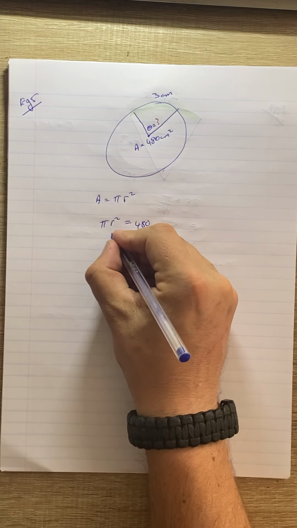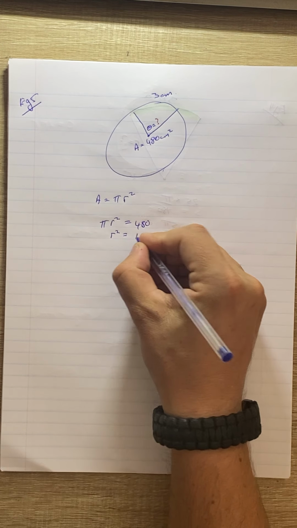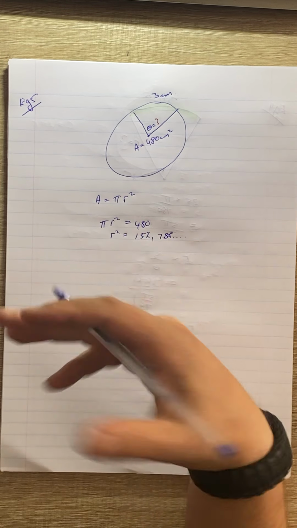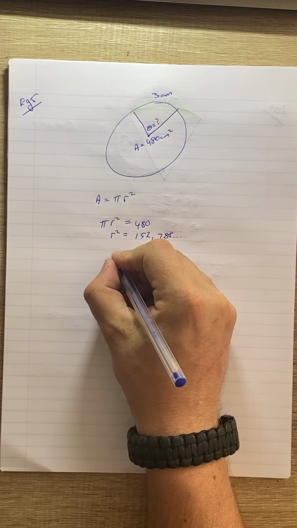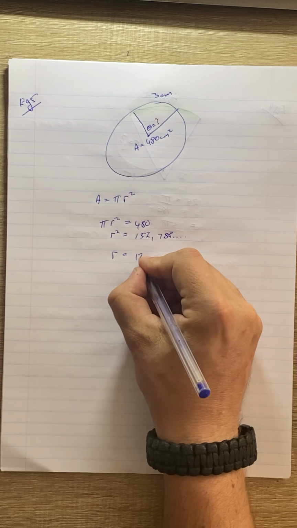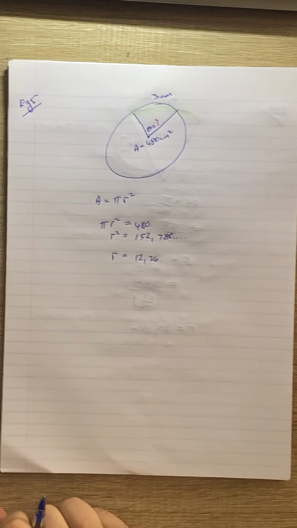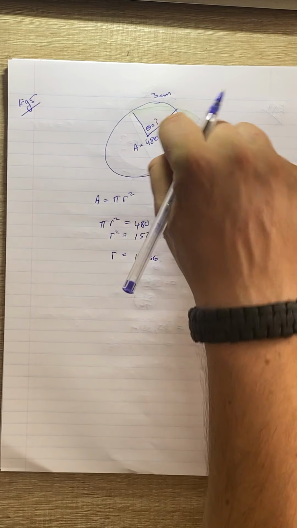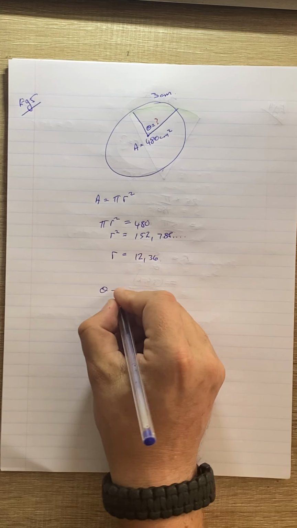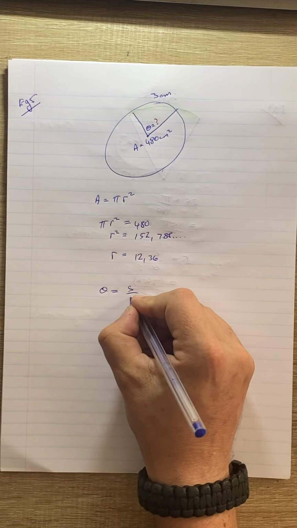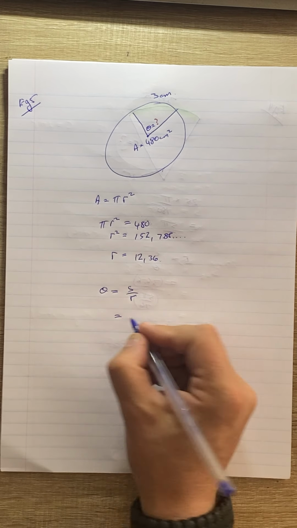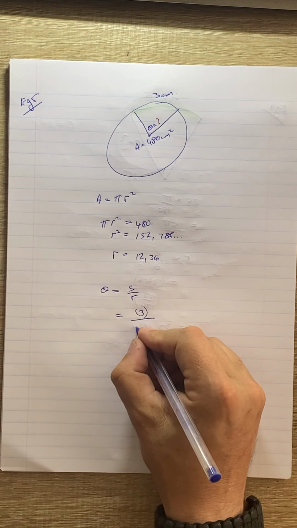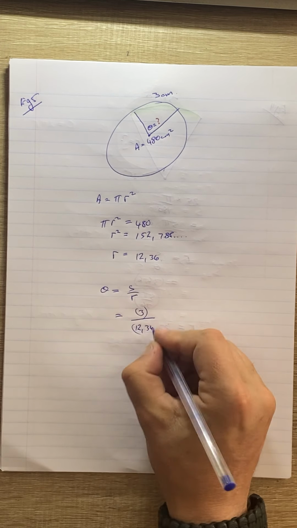Divide by pi and we get r squared is equal to 152.788, and it goes on and on. Just take the square root of that and we get that r is equal to 12.36, okay, to 2 decimal places. Now I know what my r is, I can work out what theta is. So theta is equal to S over r. So our arc length is 3 centimeters over our radius we just worked out, which is 12.36.